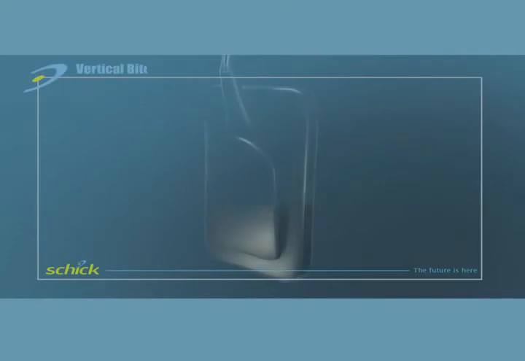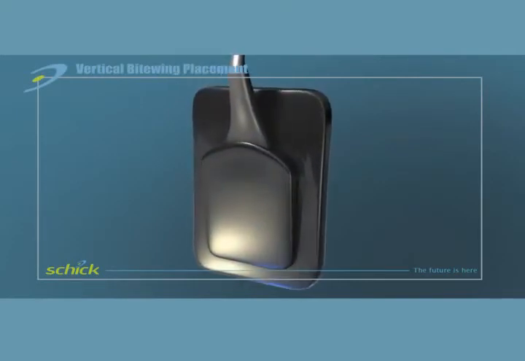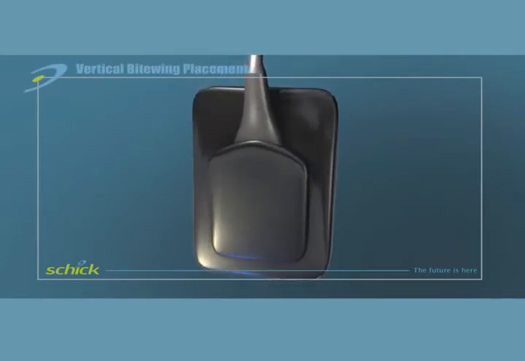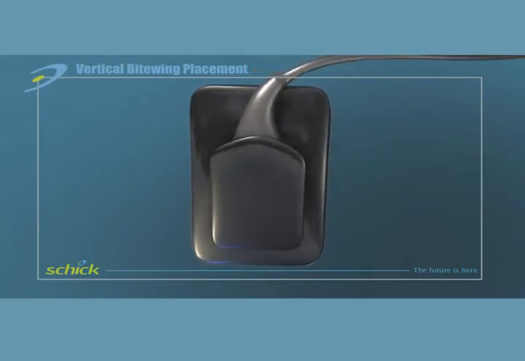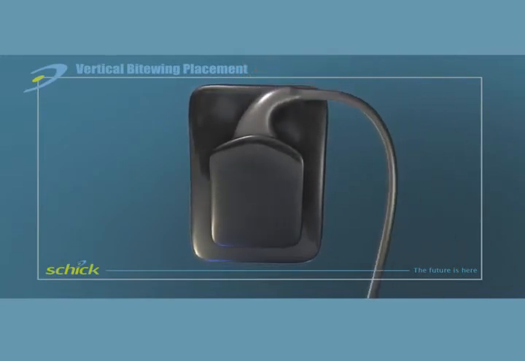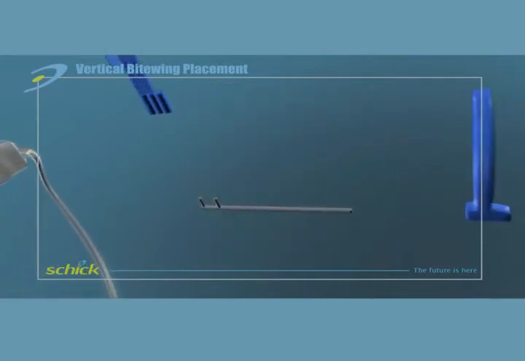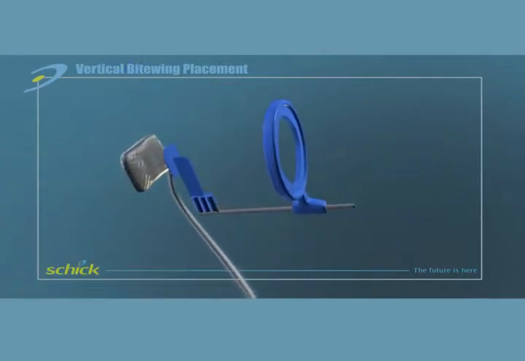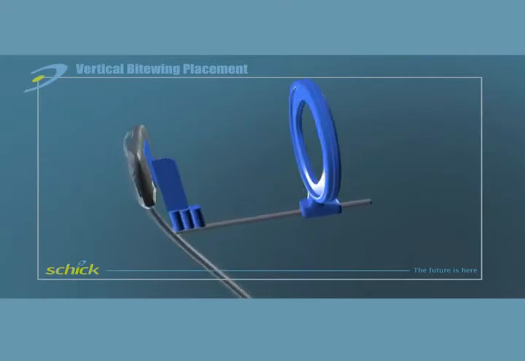Standard Schick sensors are designed with a strong yet flexible cable that can be moved completely out of the way when taking vertical bite wings. This is an important feature lacking in other sensors. Or simply use Schick's exclusive wireless sensors for positioning as easy as film.